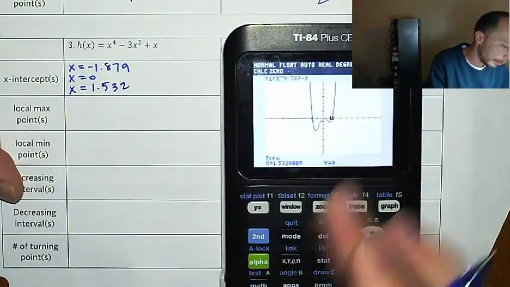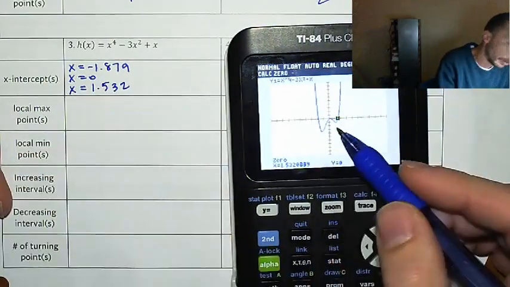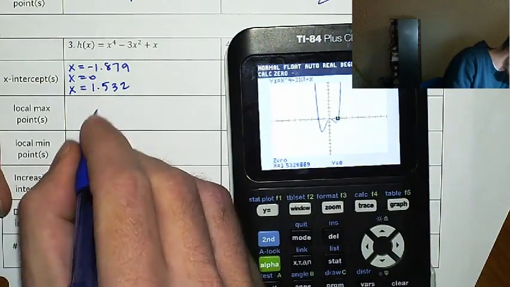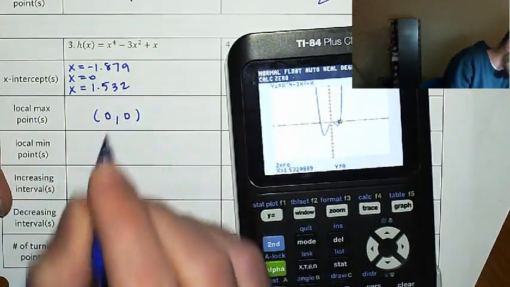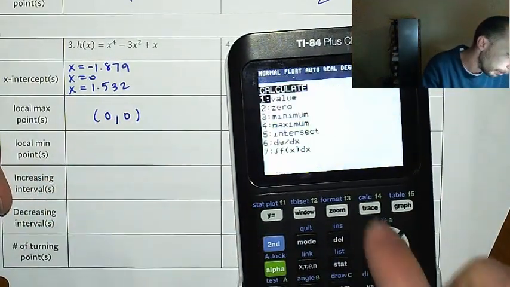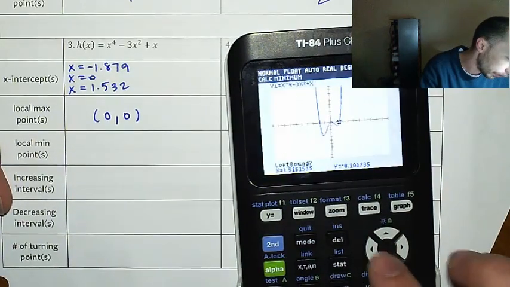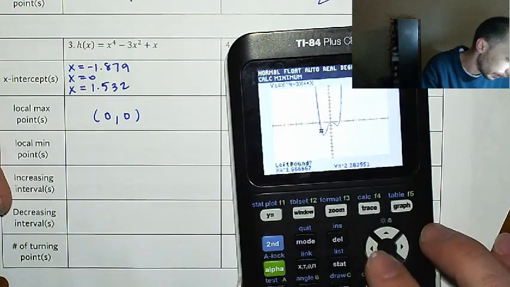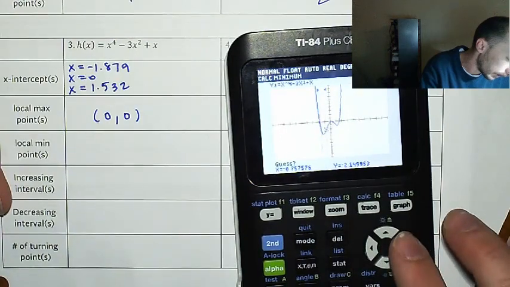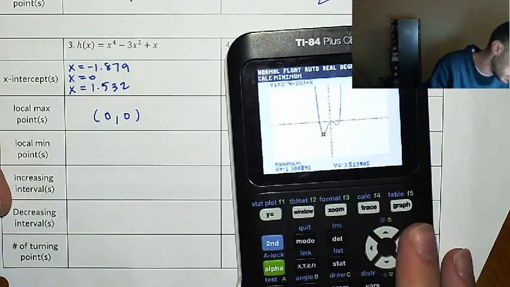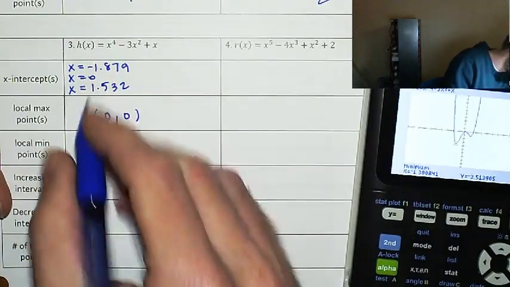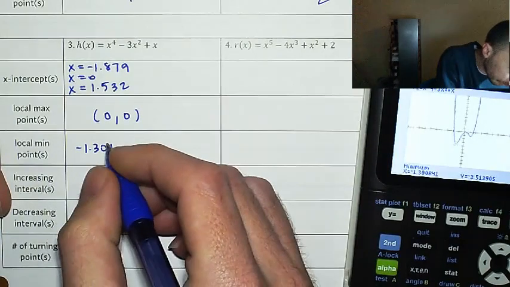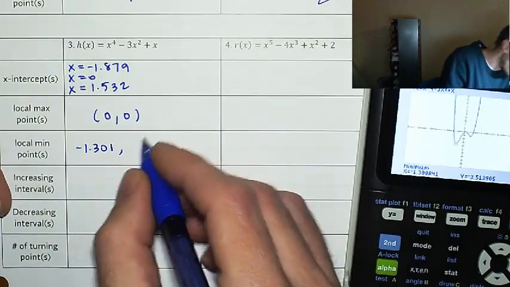The local maximum is going to be at x equals 0 and y equals 0. I can see that it's hitting the origin, so I don't even need to use the calculator for that. I'll save you some time. The local minimum spots, we're going to need to use the calculator for. So I'll scroll to the left of it, scroll to the right of it, give it a guess, and I get -1.301. And the y-coordinate there was -3.514.